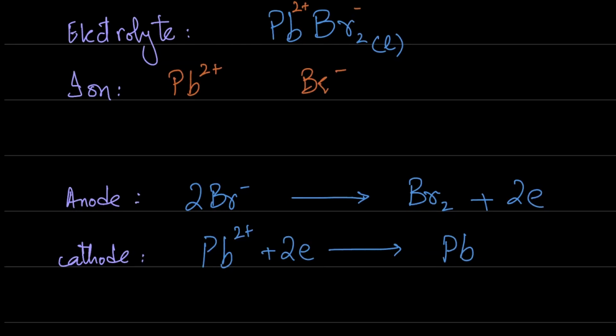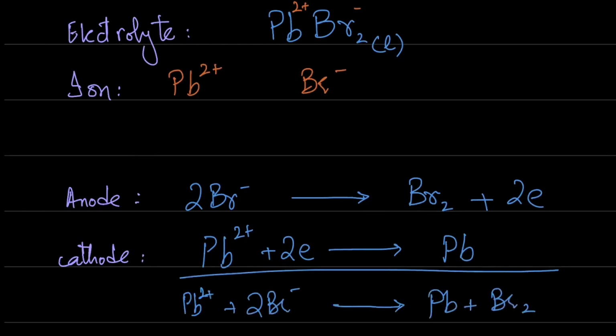Electrons likhne ki zarurat nahi hai. Forming lead and bromine. What color is bromine? Red. What color is bromine? Red brown. Very good. So that is what we will see. Because the temperature is high, we'll see it in gaseous form. So we'll say orange or red brown fumes. All right. Aasan hai na?